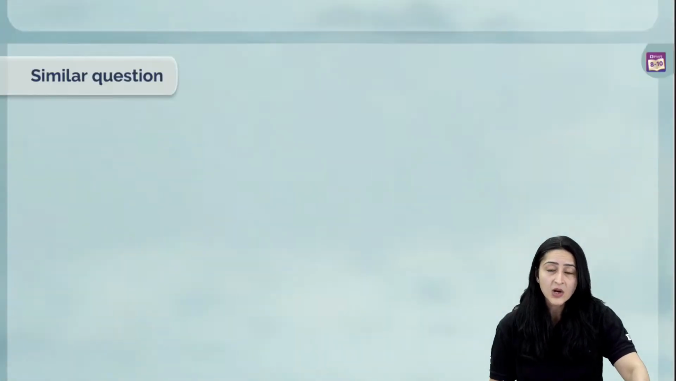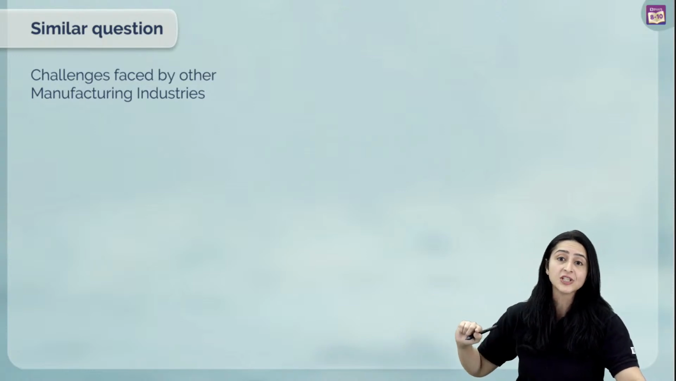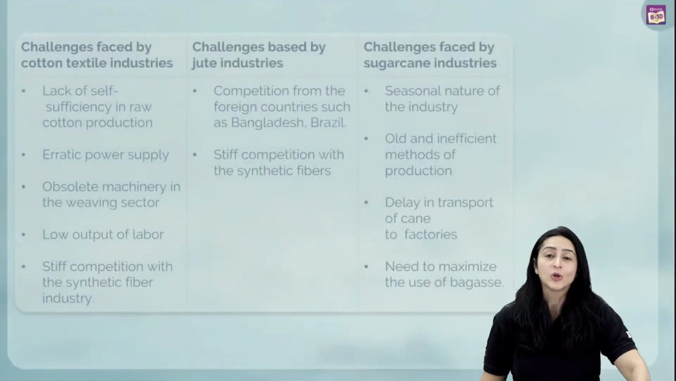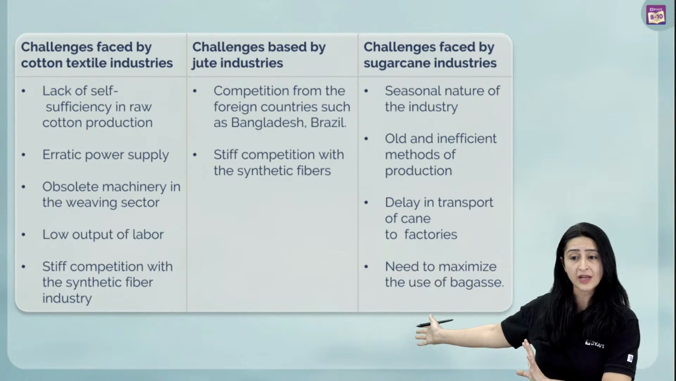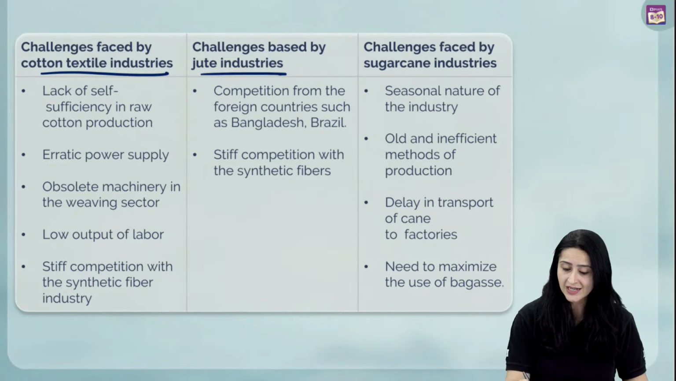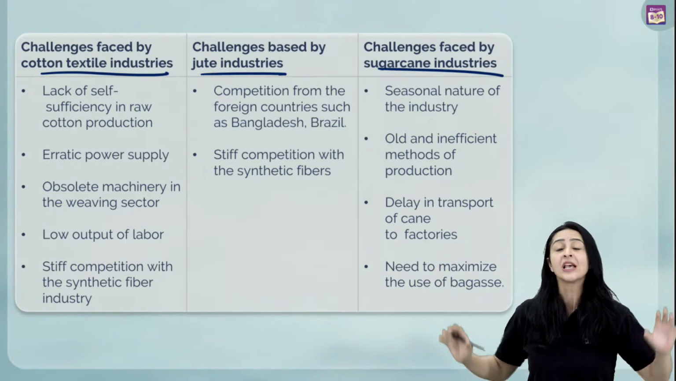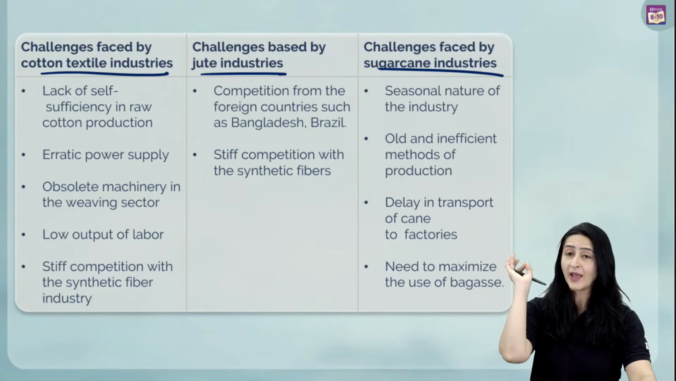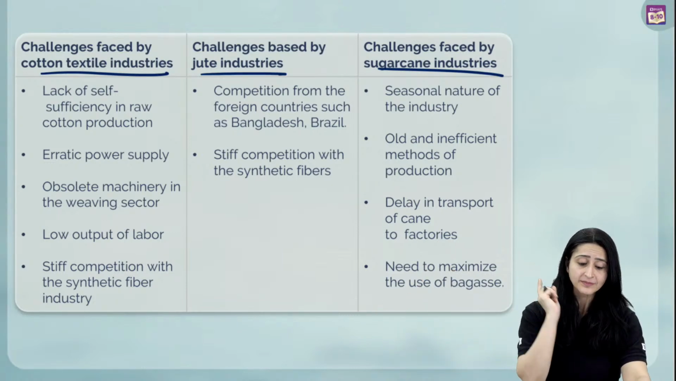Now, you could get a similar question. They could ask you what are the challenges faced by other manufacturing industries, in which case you will need to know those challenges. I've given it here in a table: challenges faced by the cotton textile industries, those faced by the jute industries, and those faced by the sugarcane industries. This is important because your question could come on any one of these industries, whether it is iron and steel, textile, jute or sugarcane. So know the points for this.